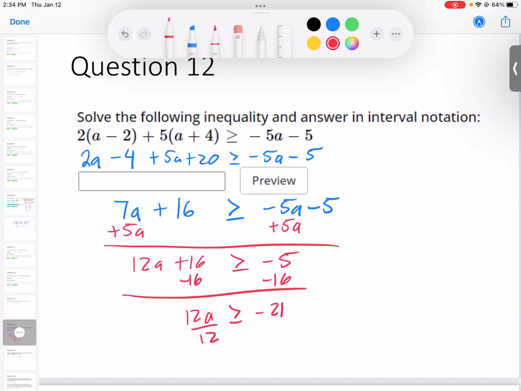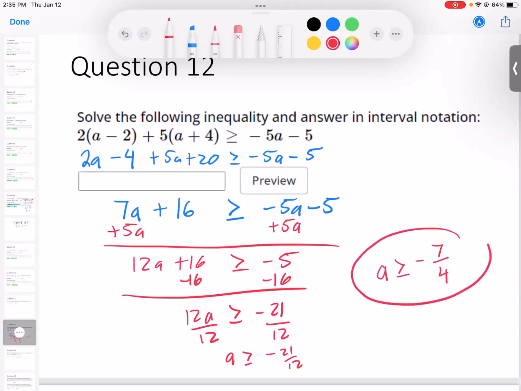Divide both sides by 12, and I get a is greater than or equal to negative 21 over 12. And that fraction could actually be simplified further, or reduced, because they're both divisible by 3. So my answer would be a is greater than or equal to negative 7/4, because 21 over 12 can be reduced to 7 over 4. So this is my answer.